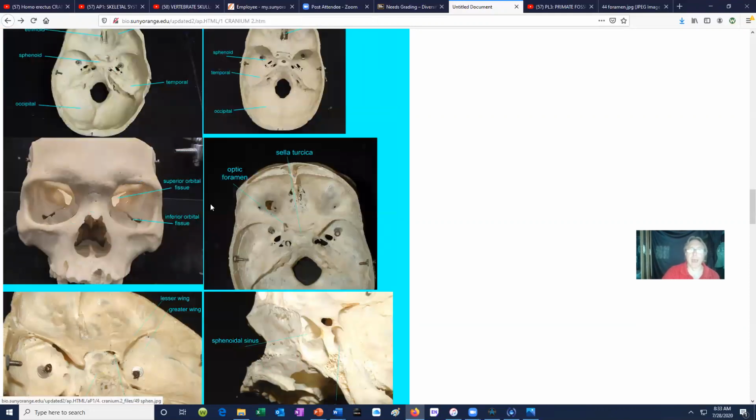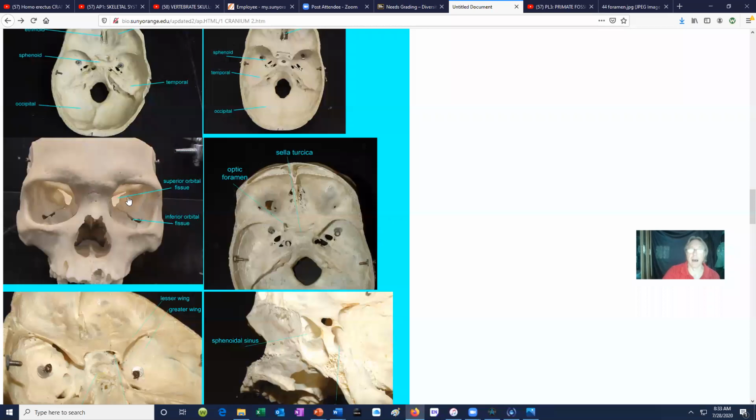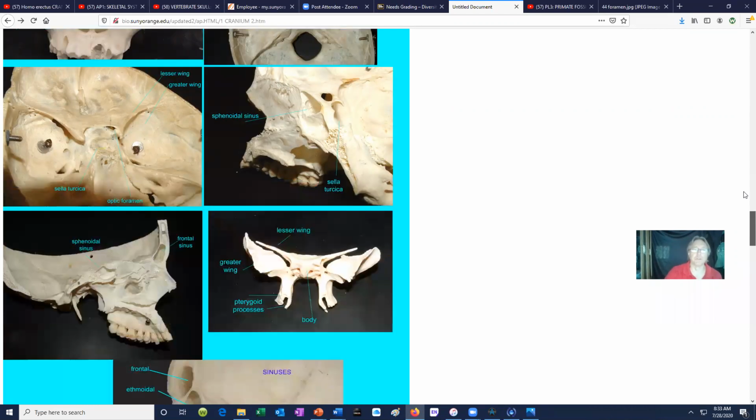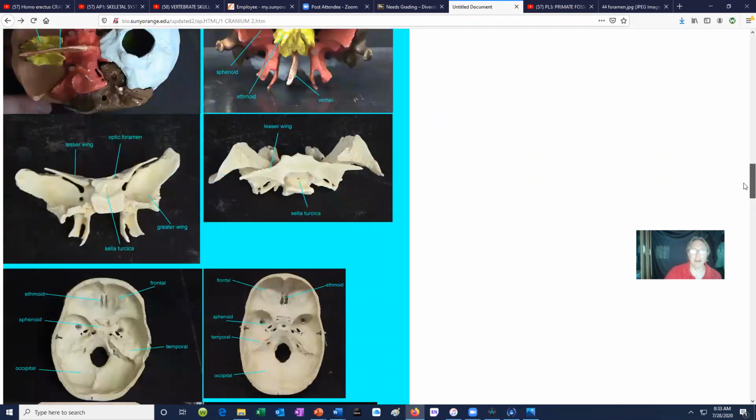Now, as it makes up part of the orbit, there are spaces in between where it meets other bones, and so we could refer to the superior orbital fissure and the inferior orbital fissure. And when we look at blood vessels and nerves, say in the nervous system, you may identify that here are cranial nerves which pass through, say, the superior orbital fissure.